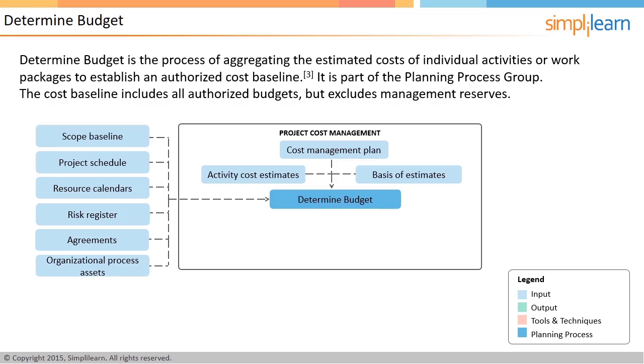There are various tools and techniques used in determining budgets. Cost aggregation technique involves adding up the costs and aggregating them at the control account level, so that the cost can be managed in a better way. In reserve analysis, once the costs are estimated, some extra amount is added to the estimate as a management reserve to take care of any unplanned activities.